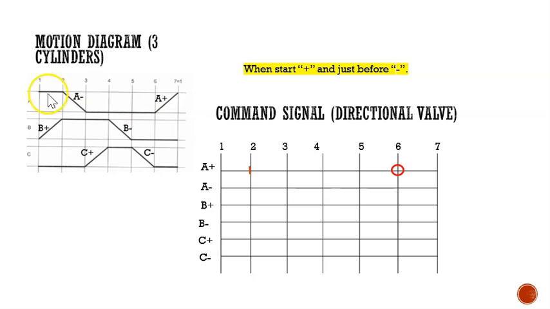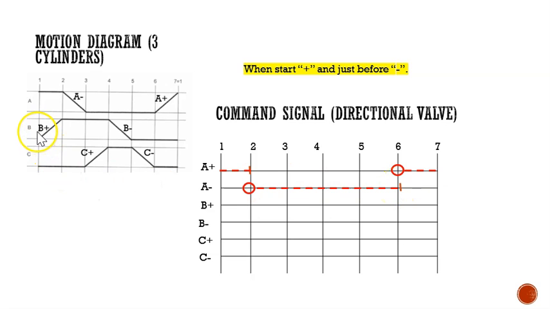Where should we put the dash sign? It is 2, so it's going to be here. We will continue with this line. For A minus, just complete the whole circuit. So from here, start, and this is going to be the stop for A minus, and do the line.